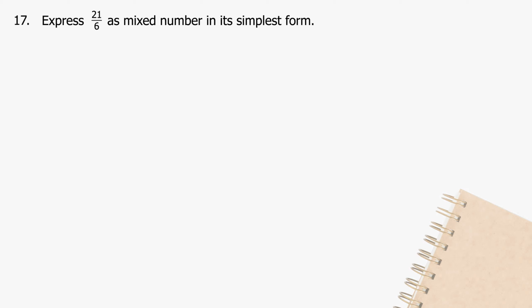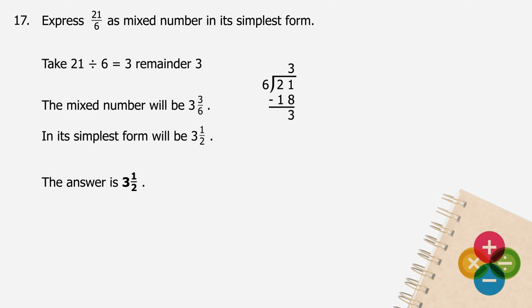Question 17. Express 20 over 6 as a mixed number in its simplest form. Divide the numerator by the denominator, and you will get an integer and a remainder. Divide 21 by 6, and the quotient is 3 and the remainder is 3. The mixed number will be 3 and 3 over 6. Simplified to its simplest form will be 3 and 1 over 2. The answer is 3 and 1 over 2.